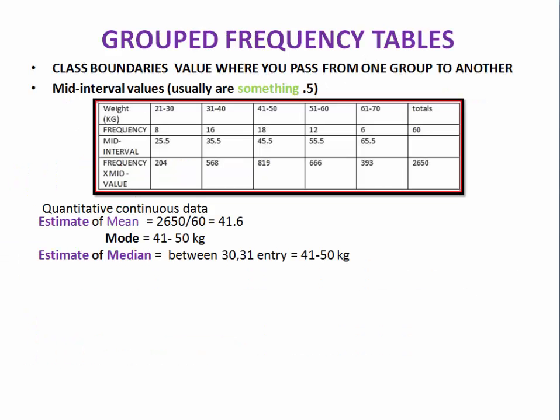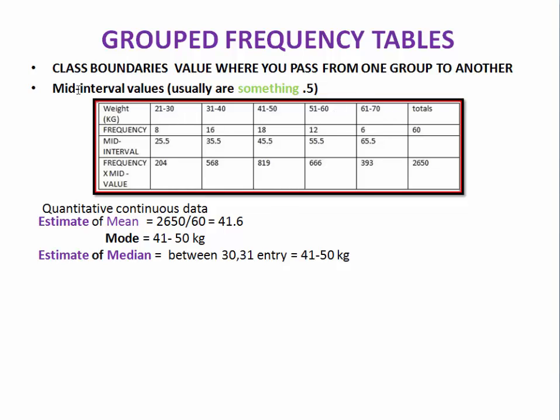The next lot of data that we're going to use is quantitative data, which is continuous data as well. So here, class boundaries are important. Class boundaries usually end with 0.5, and it's where we pass from one group to another group. So here our class boundary would be 30.5, here it would be 40.5, here it would be 50.5, 60.5, 70.5.